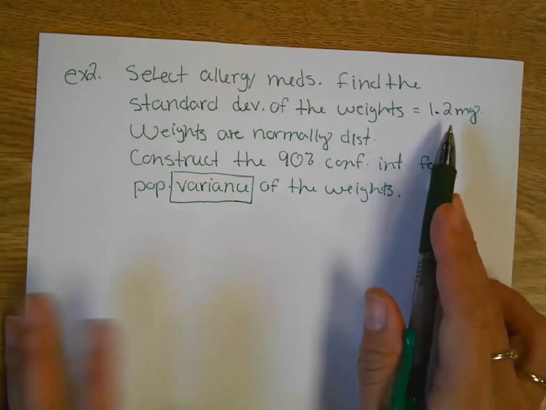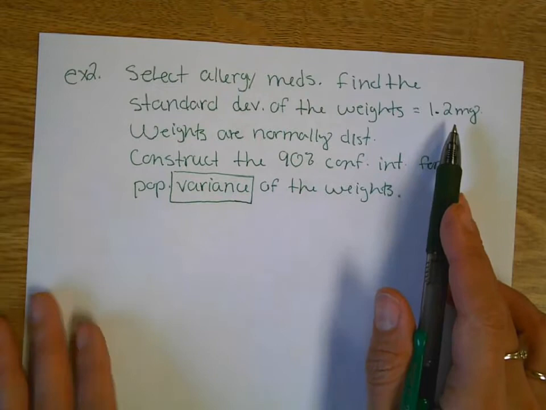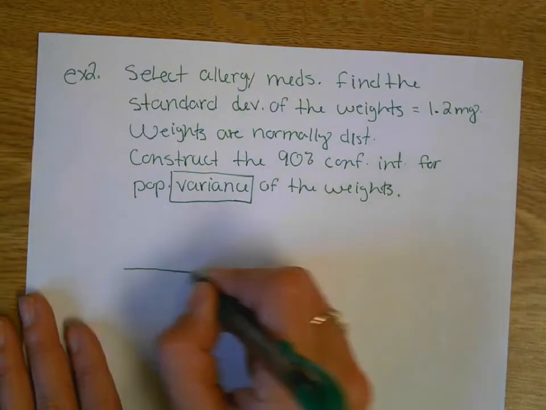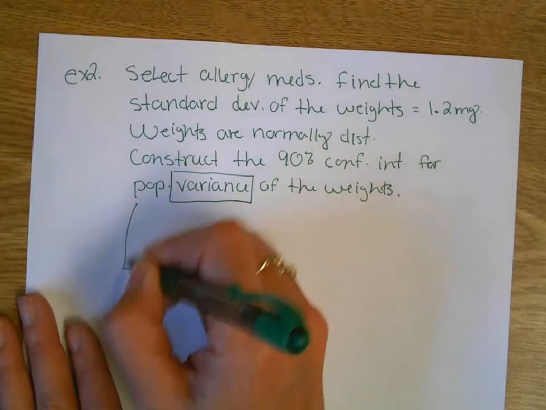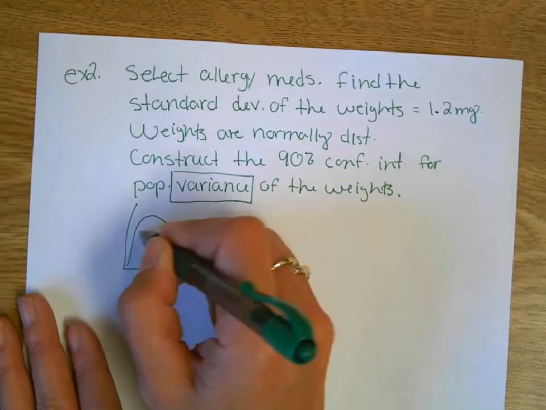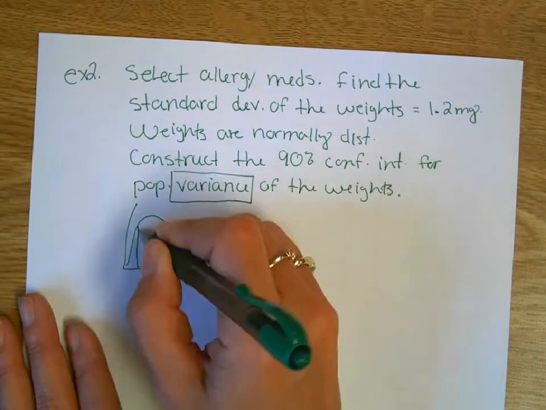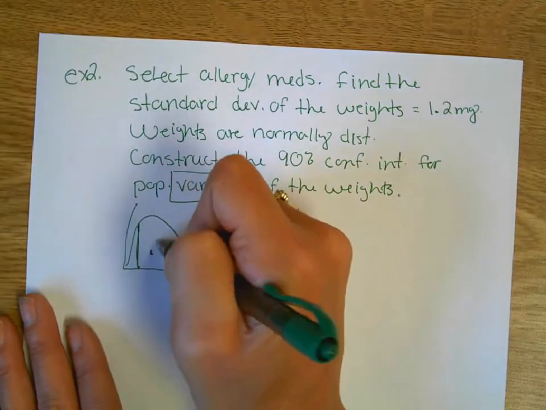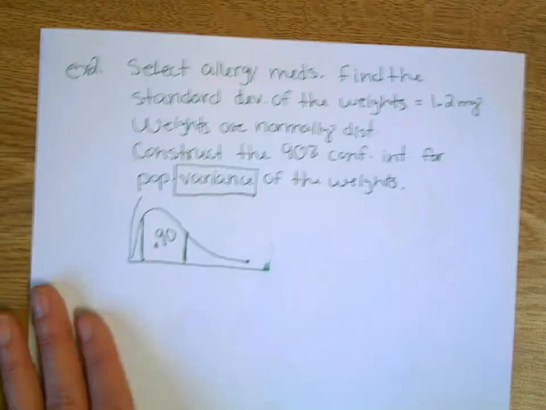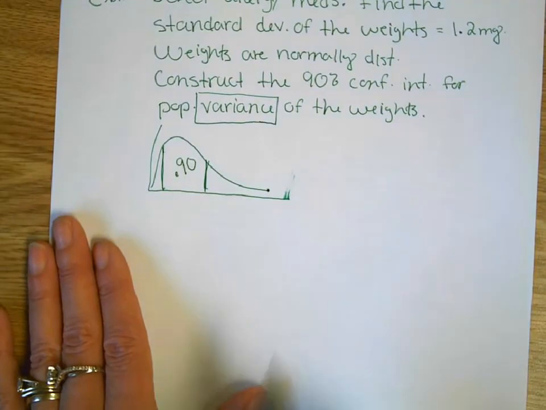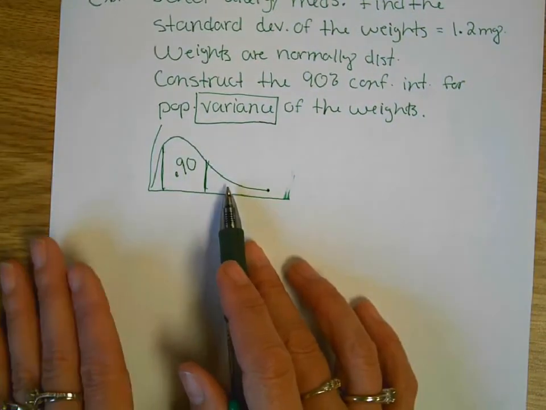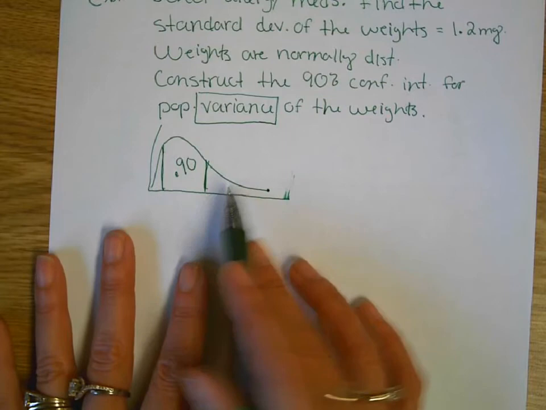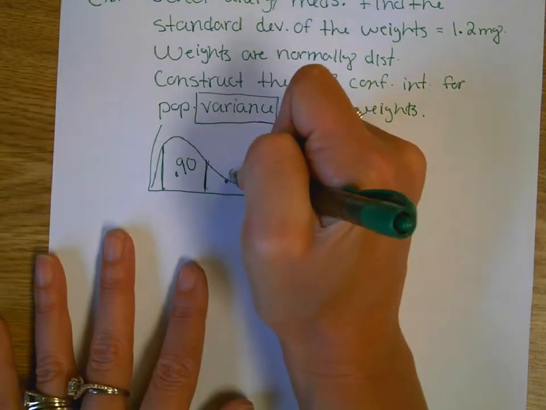The hard part is finding the chi-squared values. Then you plug in. So if we make the little sketch for the chi-square values for variance, we've got 90% confidence. You've got to figure out what's in this right-hand tail piece. How much area is in the right-hand tail piece? 0.05.